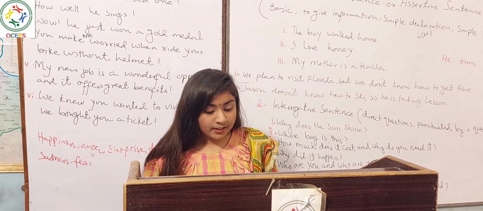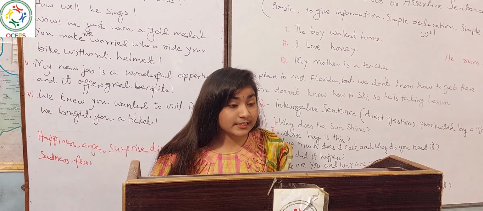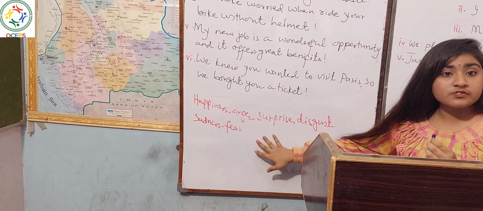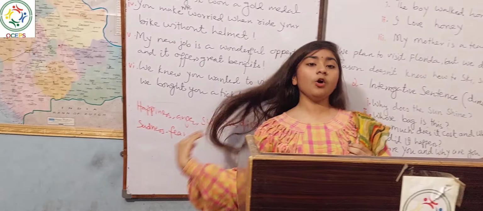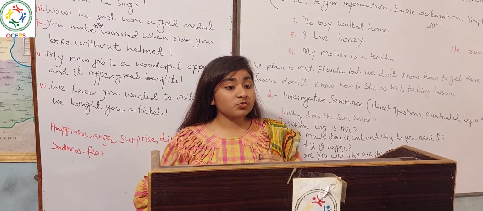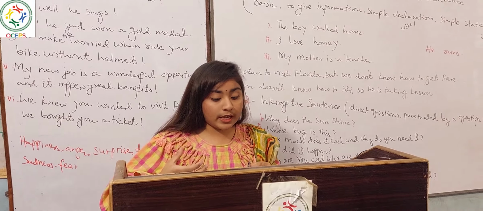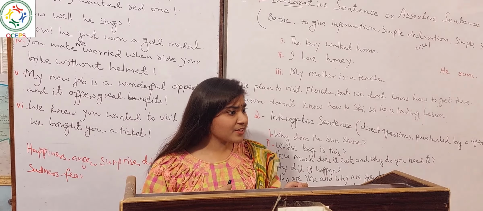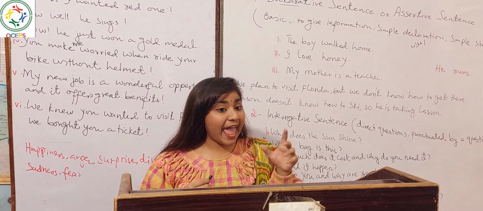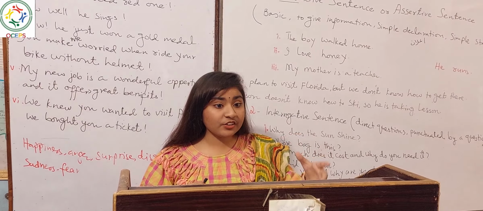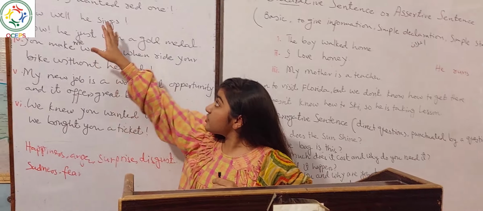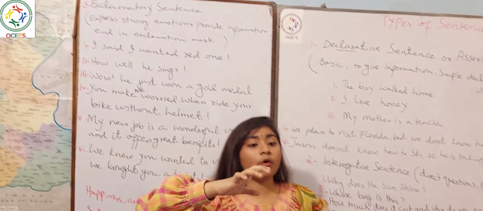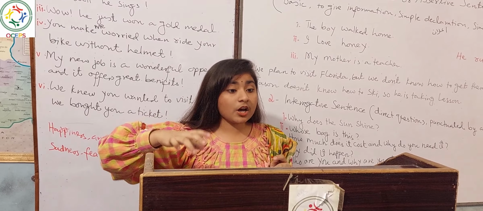Second, means now you can see here happiness, anger, surprise, disgust, sadness, fear. It's kind of the accent, in which accent you are going to say it. Now if I say wow, he's looking too good, and if I say wow, he's looking too good, it means the accent in which way I'm going to tell you is quite different. So in the exclamation mark, another one is in which way you are going to say it. So these two things really matter.